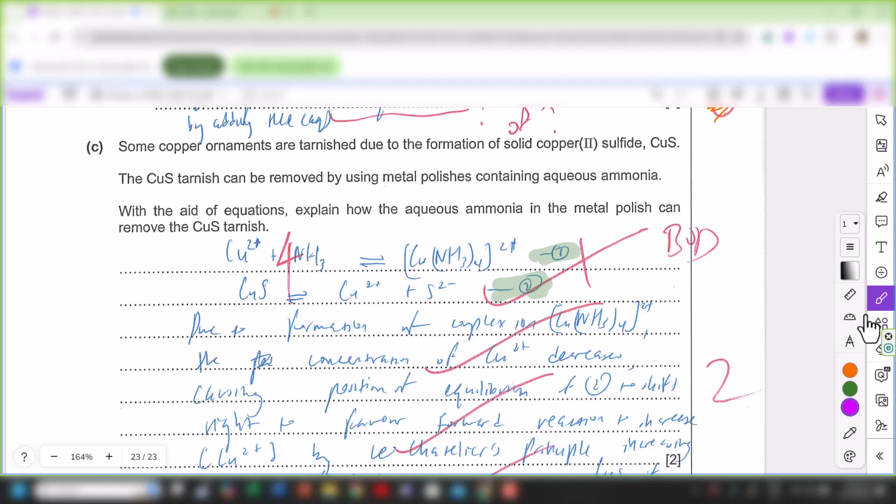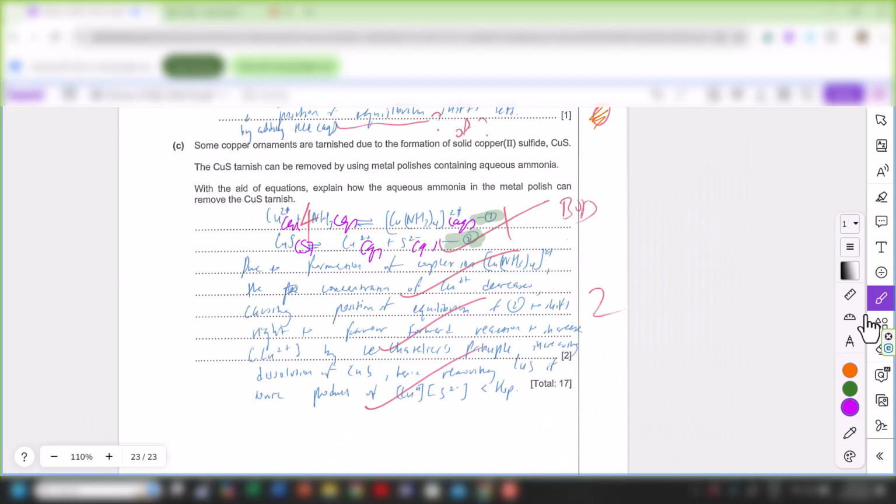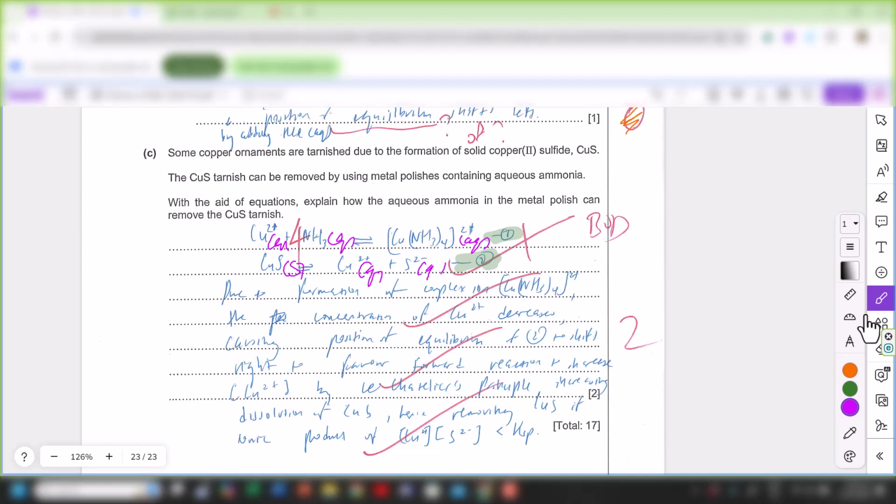Then of course, to improve on your answer, sometimes it's good to put the phase in, like aq, l, s, g. Once you put the phase in, I think everything else should be fine. Okay, then I think I'm more or less done.